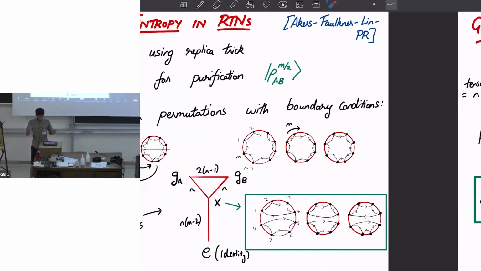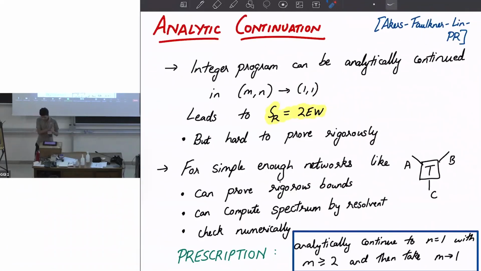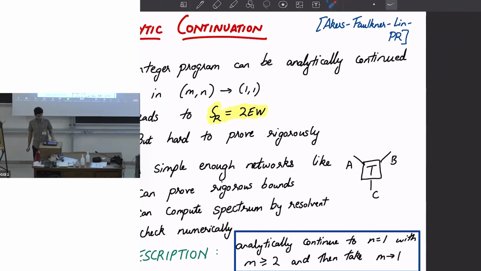So stay in a regime where the tensions are positive, perform this analytic continuation, eventually take m to 1 from that answer, and that gives you the correct answer. This is precisely, in the end, what was done in the AdS/CFT case. And so it seems like it's consistent with that answer, but there's a lot more evidence that we can find from tensor networks. Okay, good.